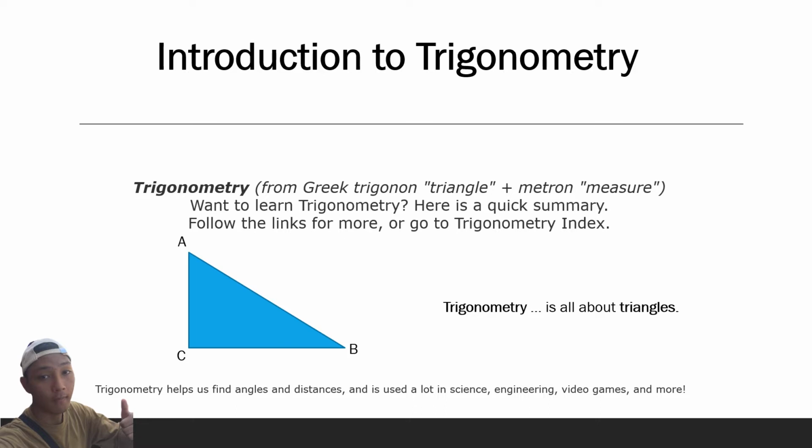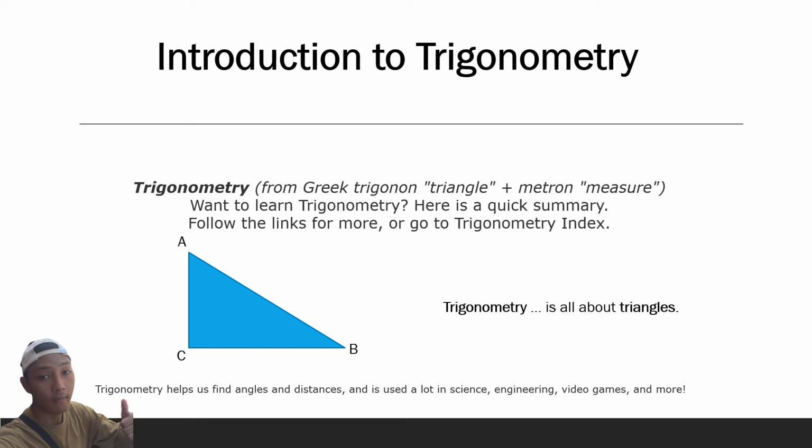Today we want to talk about trigonometry functions in criminology. But before we get into the topic, we need to learn the basic rules of trigonometry. The name trigonometry comes from two Greek words: trigonon, meaning triangle, and metron, meaning measure.